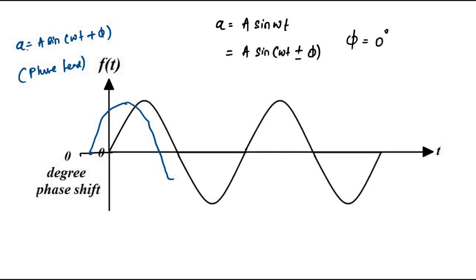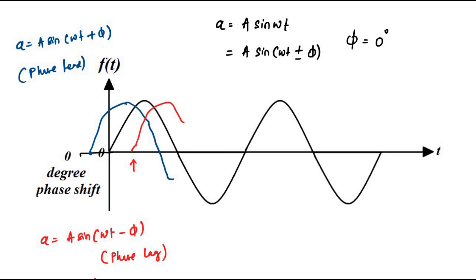And there we have another waveform which is starting here, like this, at this point. So here it is lagging. Okay, it is lagging. So this can be represented as A equals A sine omega t minus phi, that is phase lag. Okay, so this is the thing, phase lead and phase lag.